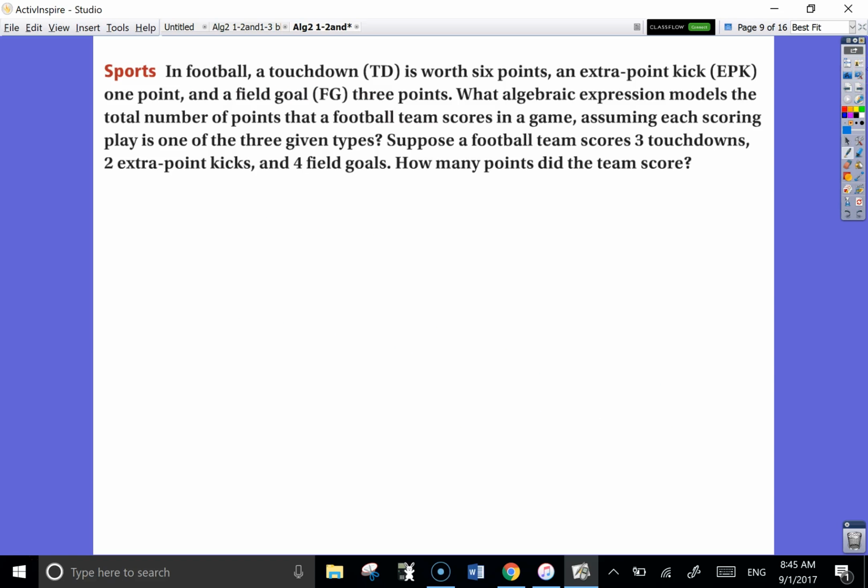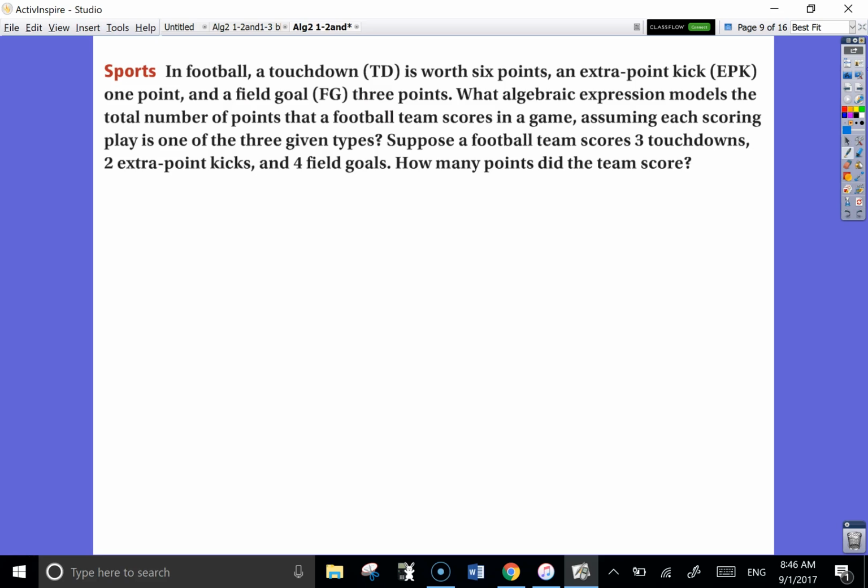Okay, here's a little word problem kind of thing. In football, a touchdown, TD, is worth 6 points. An extra point kick is worth 1 point, and a field goal is worth 3 points. What algebraic expression models the total number of points a team scores in a game, assuming each scoring play is one of the 3 given types? Suppose a football team scores 3 touchdowns, 2 extra point kicks, and 4 field goals. How many points did the team score?